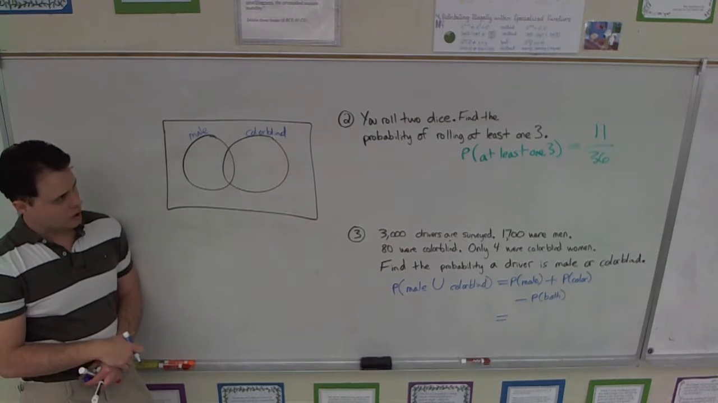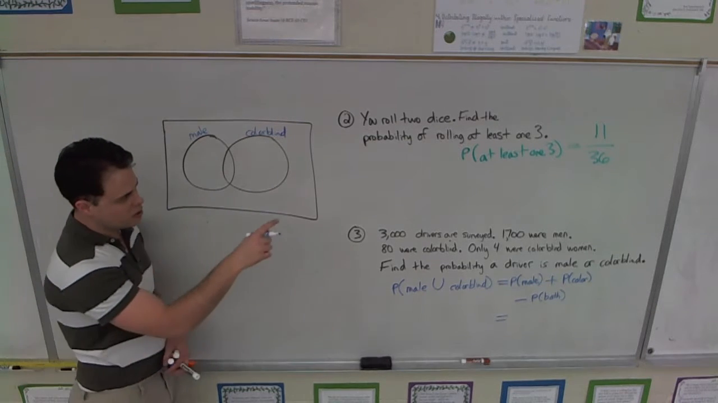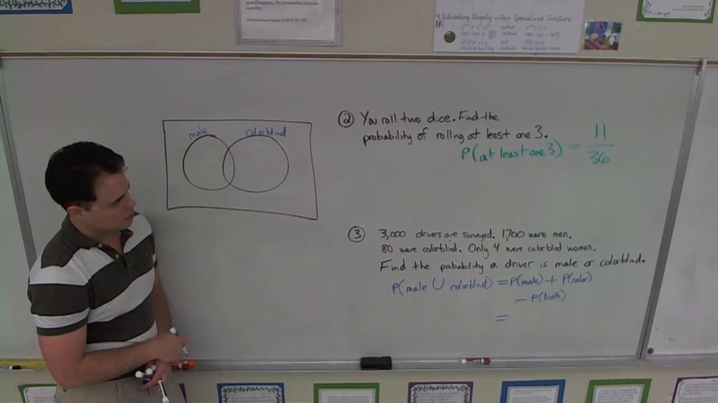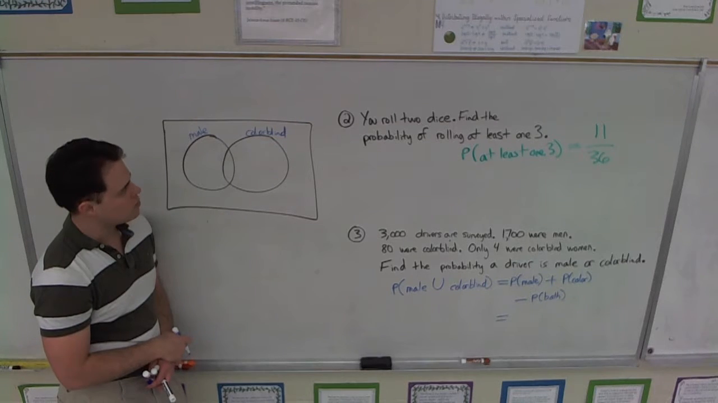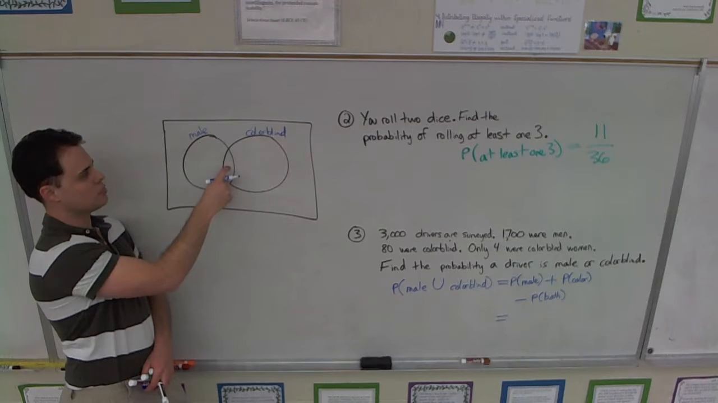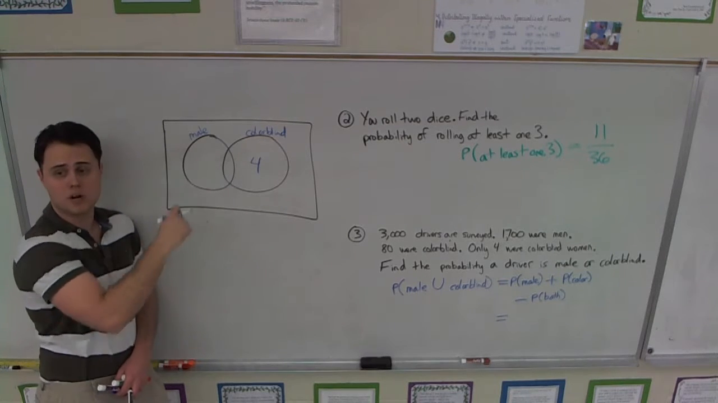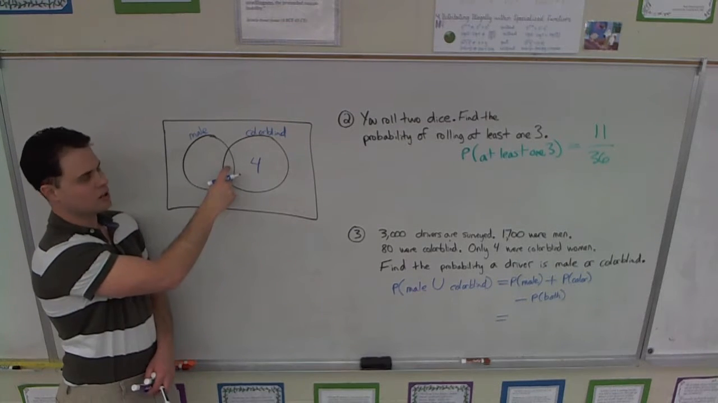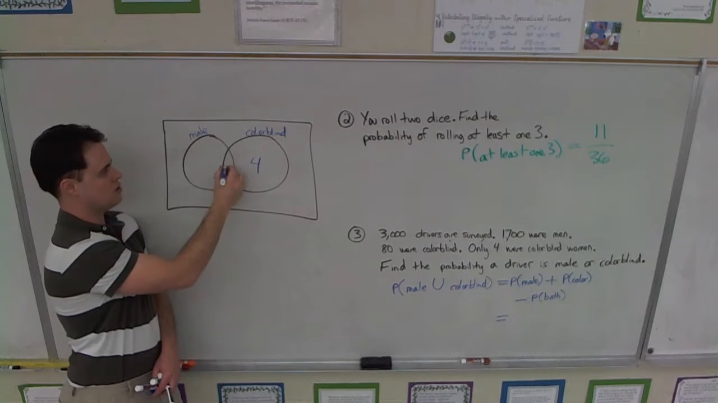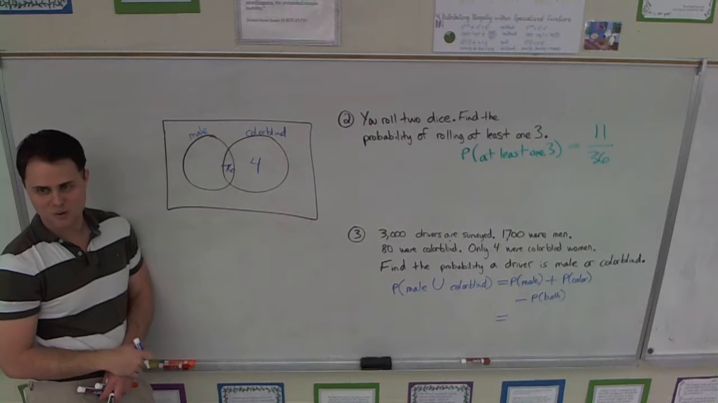So, I think I'm going to start with my smaller numbers. It's a good place to start. So it says only 4 were colorblind women. So does that 4 go in this part of the colorblind bubble or the part that's overlapped? Just the colorblind, because they're not men, so they don't go in the men bubble. So how many men that are colorblind are left? 76. My sizes here obviously don't match, but that's okay.